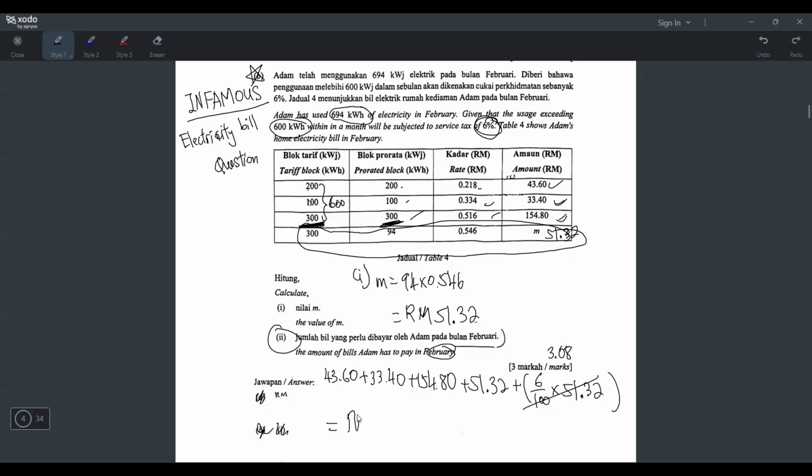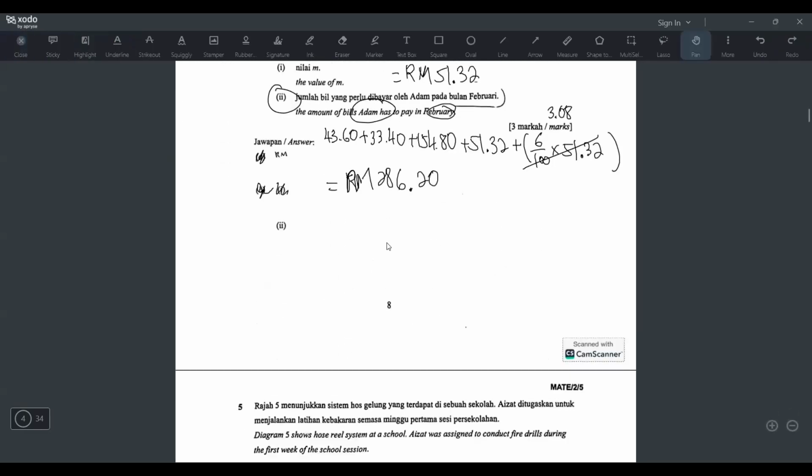286.1992. But it's in RM, so don't write so many decimal places, just write 2 decimal places. So it will be 286.20, because it's 1992, right? So it's like 199, plus 1, so 286 ringgit 20 cents. So that's the amount that Adam has to pay in February. And don't forget to write RM, right? So that's the answer.